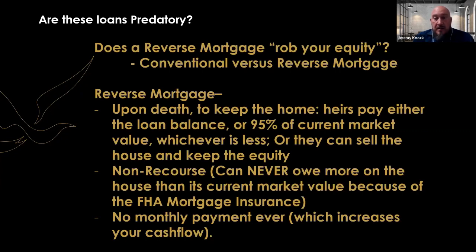That's part of the strategy that I teach. If you're a senior on fixed income, that's going to increase your cash flow. That also provides heir and spousal protection, because if you're making a mortgage payment with 2 Social Security checks, and then you lose one because of the death of a spouse, you don't ever have to worry about stroking that check for the mortgage.